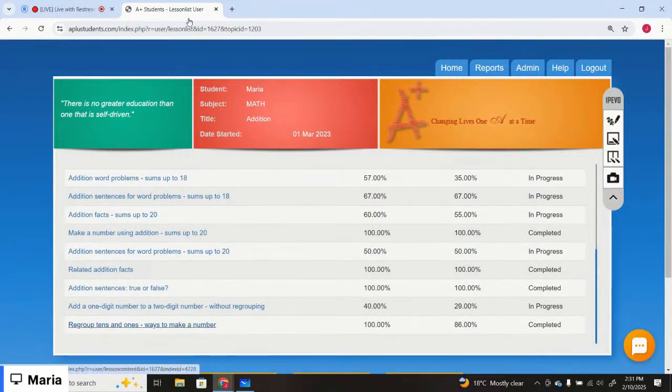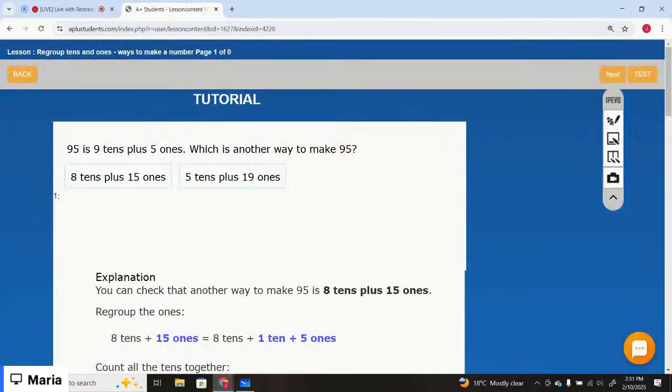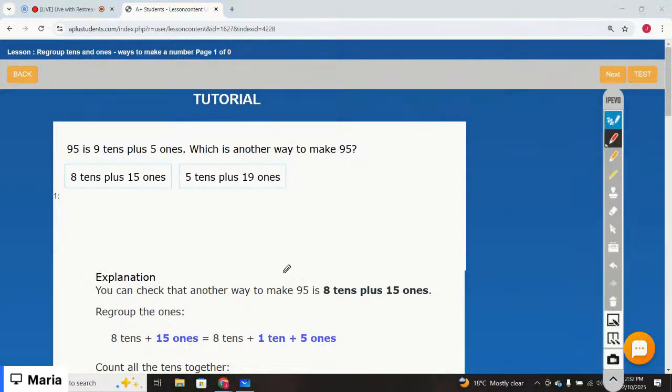Regroup tens and ones, ways to make a number. 95 is 9 tens plus 5 ones, which is another way to make 95. So you have to make 95. You are given two of the options. You have to see which is the correct option.